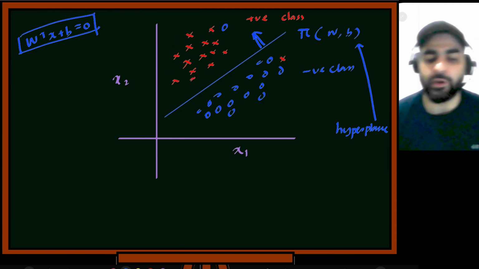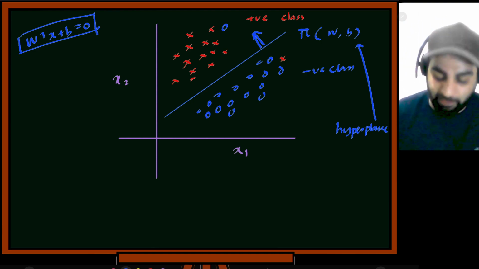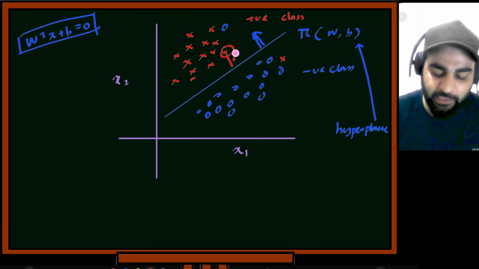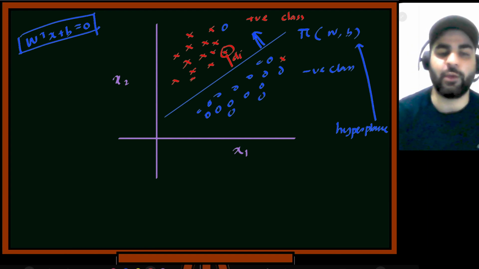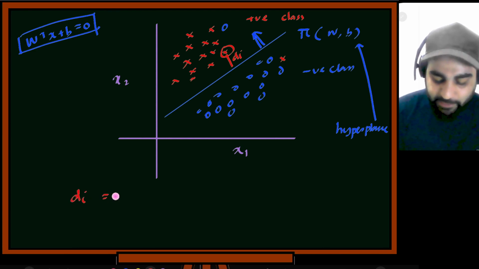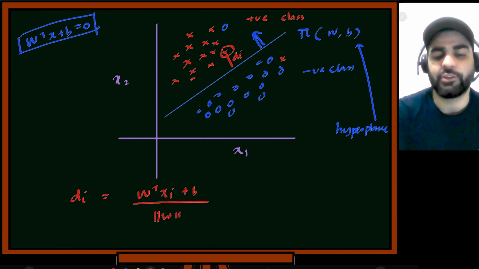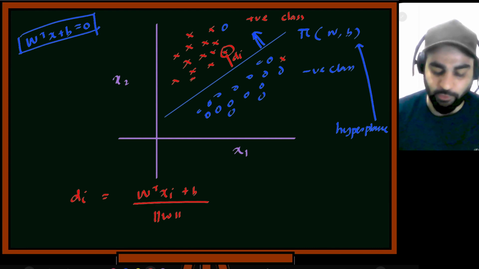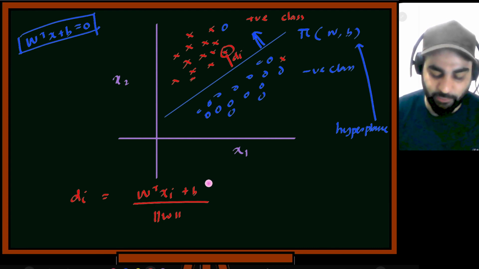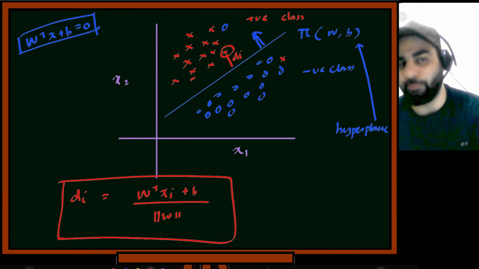Now let's see what is so good about this hyperplane. Let's suppose I have a point right here, point i. What is di over here? In algebra we saw that this distance di is basically w transpose xi plus b divided by the norm of w, if I'm correct. If you have to compute distance, you can just use this formula, and we derived this formula in our linear algebra lectures. That's why I said linear algebra is really important.